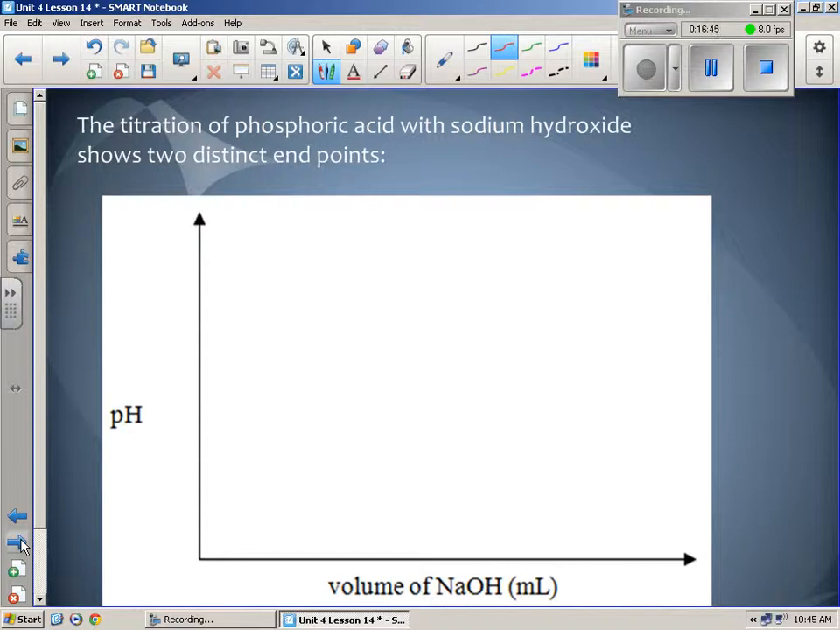I want you guys to go ahead and draw the graph here. It's phosphoric acid and sodium hydroxide shows 2 distinct endpoints. Once again, you'll know that these are polyprotic because of 2 things. First of all, in the question, when you see 2 distinct endpoints, you know that it has to be polyprotic curve. 2 rises, 2 drops. When it says that.